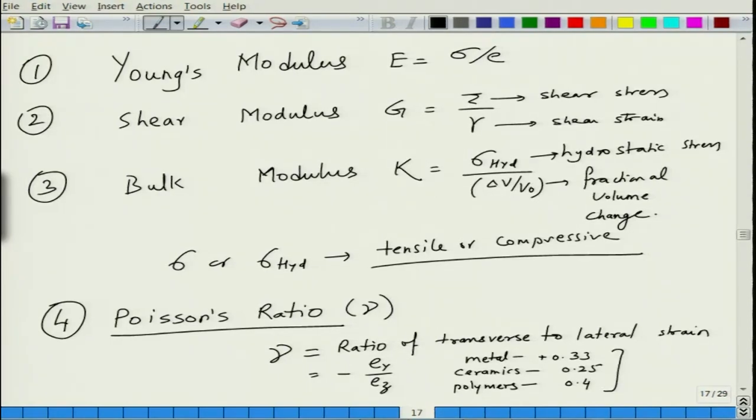So, these are sort of benchmarks, and you can see that the value of modulus is also in MPa or GPa, which is basically Newton per meter square, mega Newton or giga Newtons per meter square. So, basically they follow the same unit as of stress. So, these are four fundamental quantities as far as elastic behavior is concerned: the Young's modulus, the shear modulus, the bulk modulus and the Poisson's ratio.